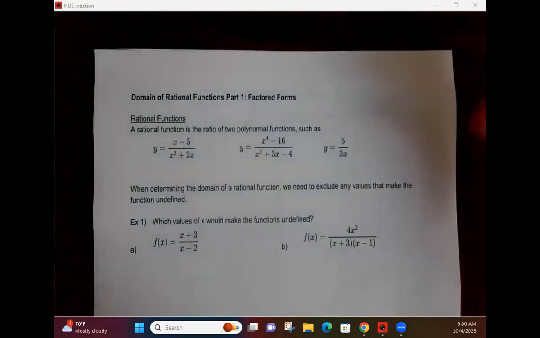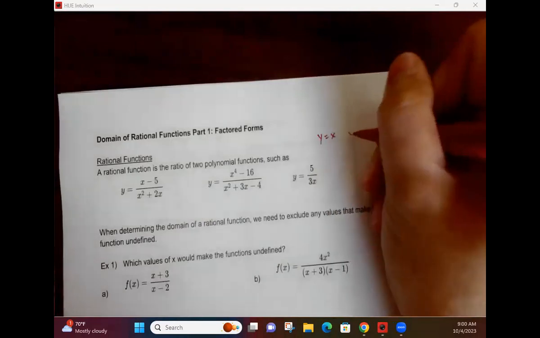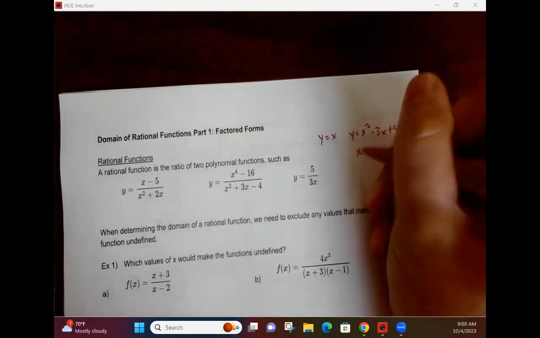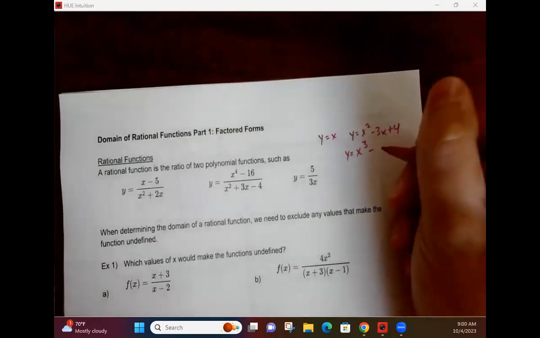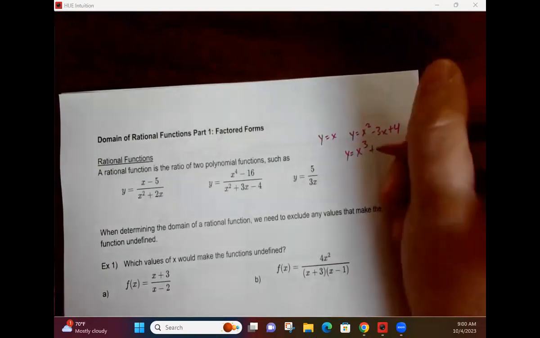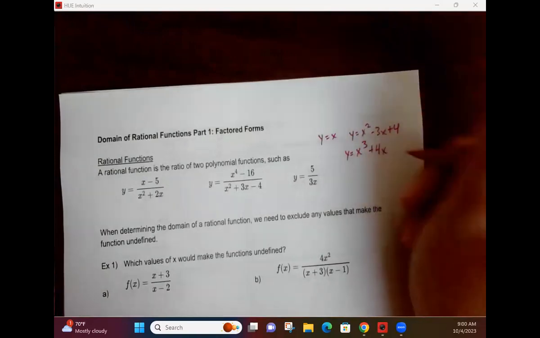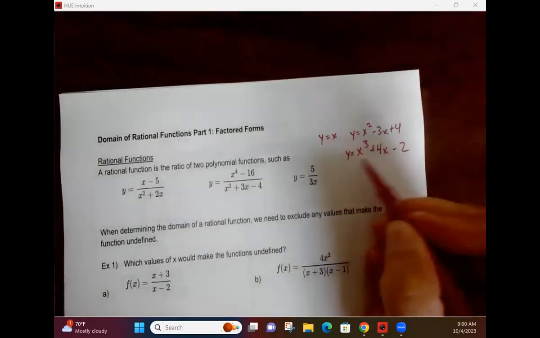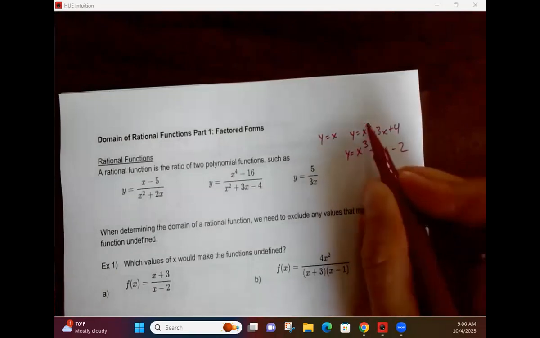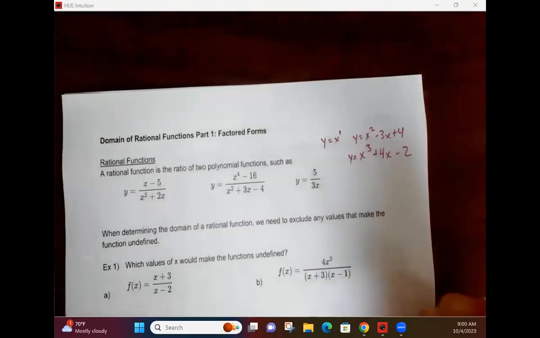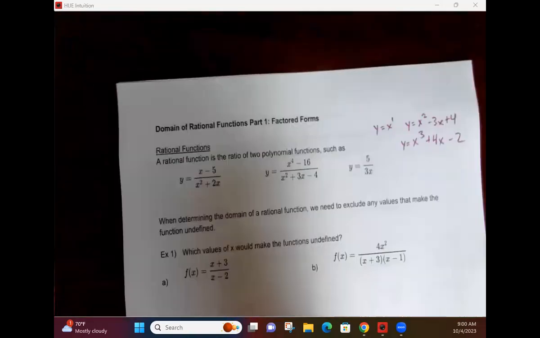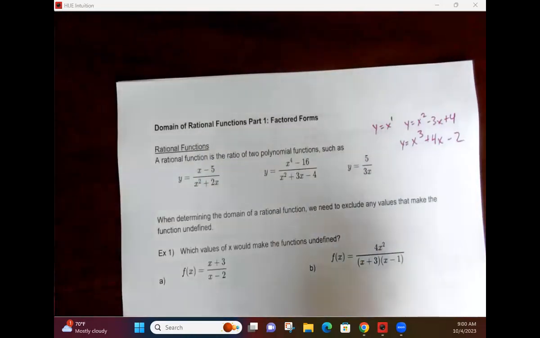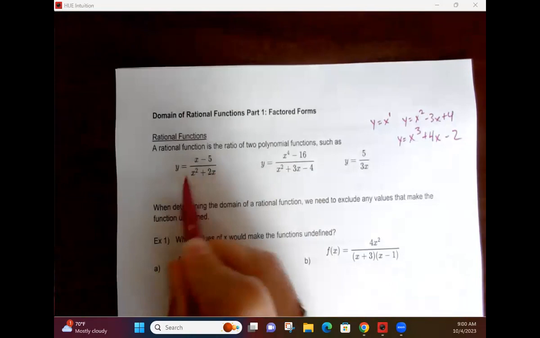If you remember, a polynomial is something like y equals x, or y equals maybe x squared minus 3x plus 4, or x cubed plus 4x minus 2, something like that. The idea is I've got a variable as my base, and my exponents are all positive integers. So if we look at our rational expressions, ratio means I'm essentially making a fraction out of those polynomials. So polynomial on top, polynomial on bottom.